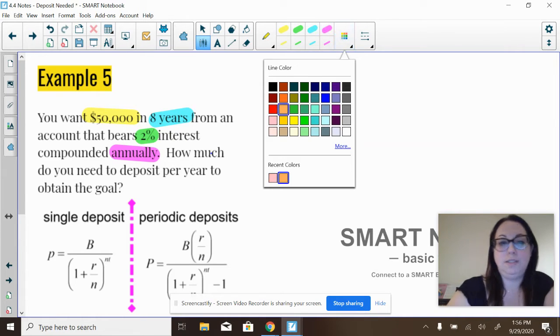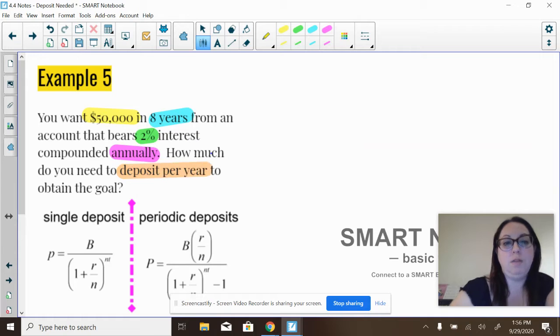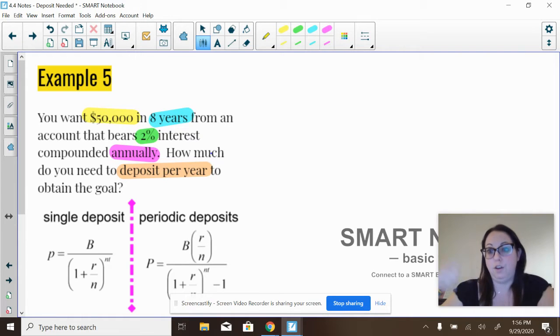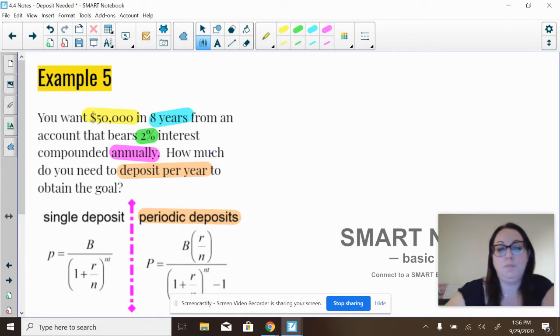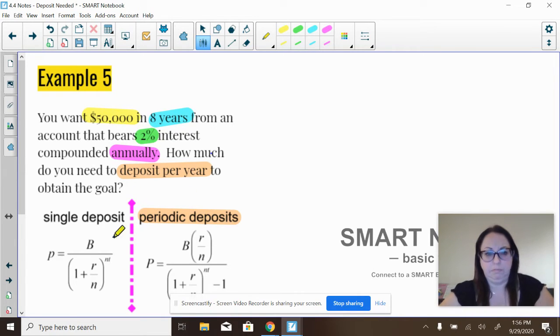What I see here is not a one-time deposit, but I'm depositing it every year for the 8 years. So that means I'm going to be using the periodic deposit formula, okay? It's a little bit uglier, but I think we can still do it.